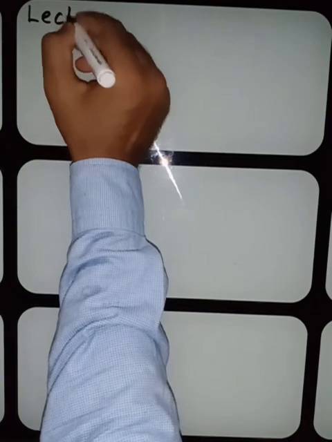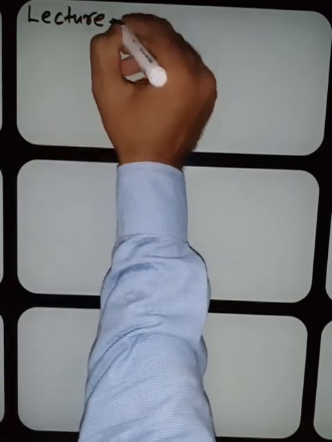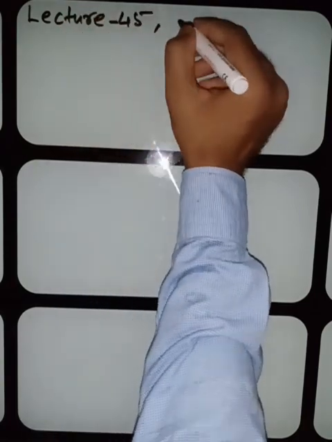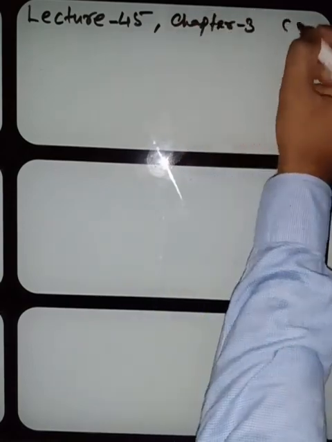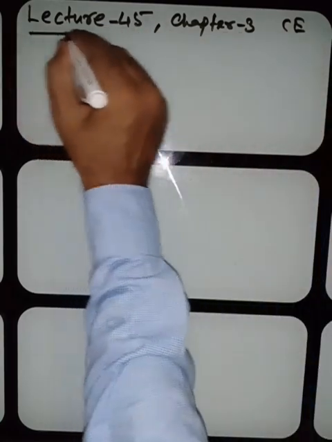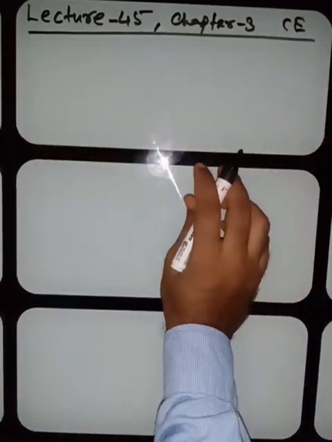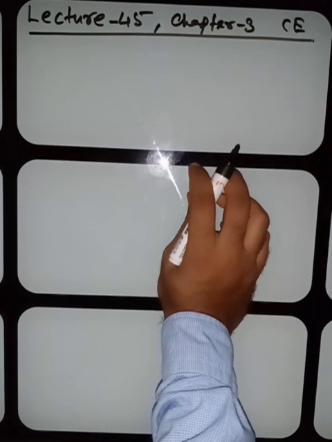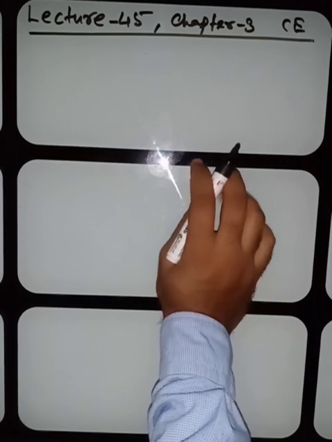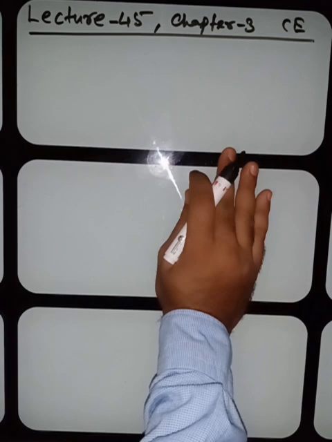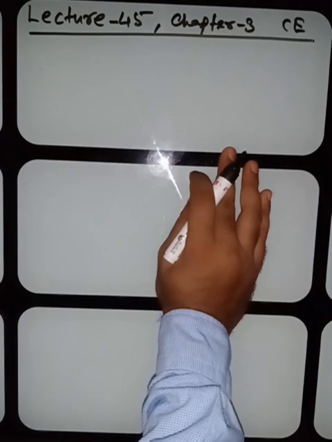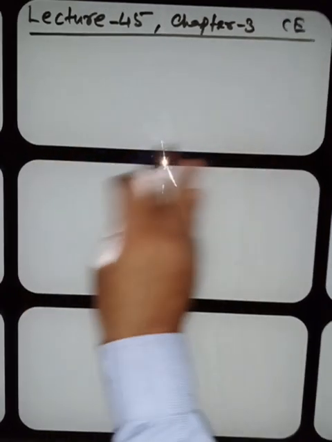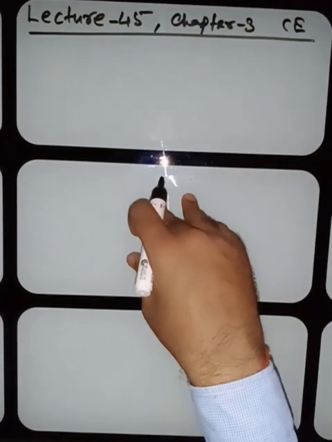We are in lecture number 45 of chapter 3, current electricity. My dear students, we have studied and covered all the topics that are very important for your board examination, and that are mentioned in your NCERT. So we have discussed the topics which are in our course.